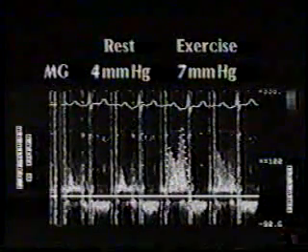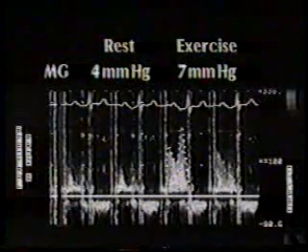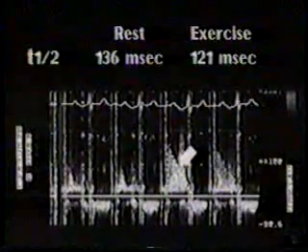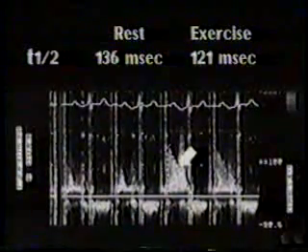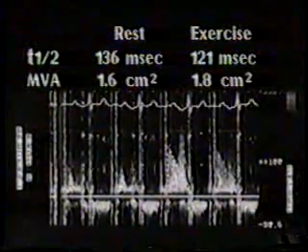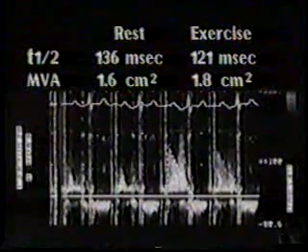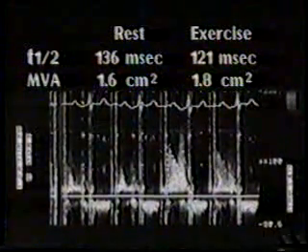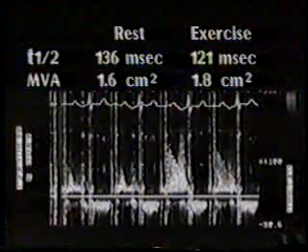Note that early and atrial velocities have only slightly increased with exercise, but there has been a significant reduction in the diastolic flow period, so that the mean gradient has increased from the resting value of 4 to 7 millimeters of mercury. With exercise, the pressure half time has decreased from 136 milliseconds to 121 milliseconds, which correlates with a slight increase in the calculated mitral valve area from 1.6 to 1.8 square centimeters. This slight increase in effective orifice area is expected with the increased cardiac output during exercise.